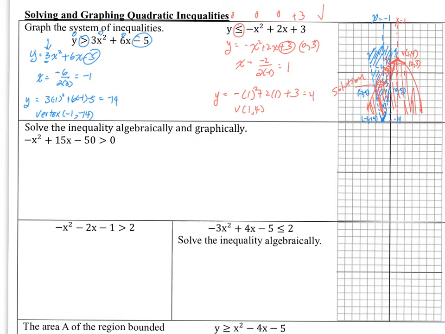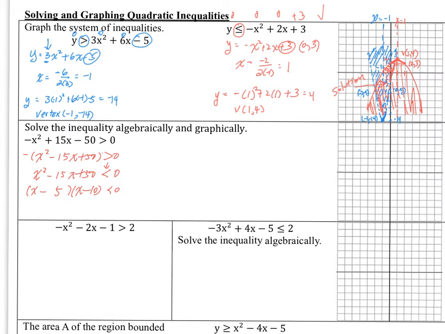Okay, let's look at how to solve this inequality algebraically. So we can first factor out the negative sign. And then we can divide both sides by negative 1. And when we do that, the inequality needs to change direction. Now we can factor. This happens to be 5 and 10.